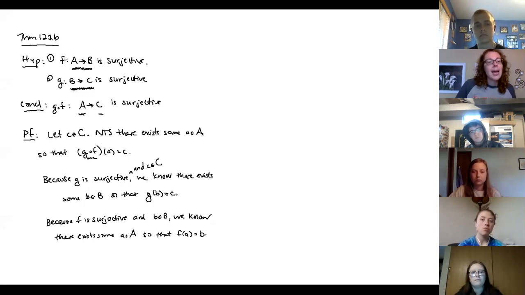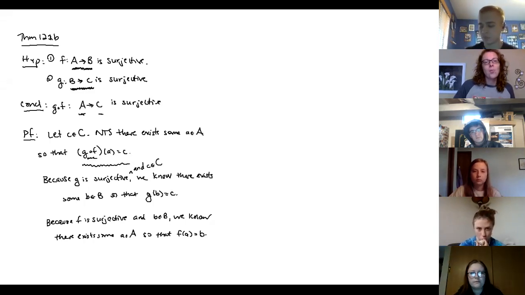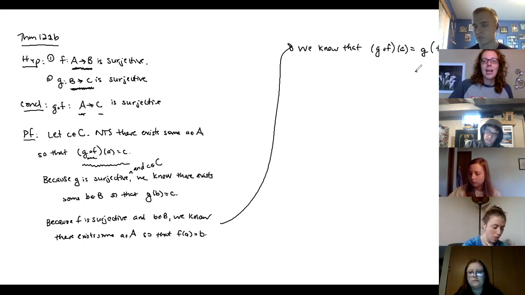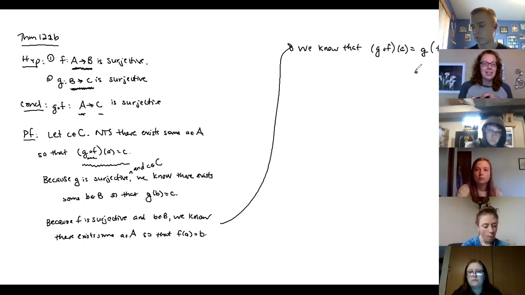All right, so now here's my need to show. I am trying to show that G circle F of A equals c. So we're going to start on one side of this equation and work our way to the other side of this equation. Here we go. We know that G circle F of A is equal to G of F of A. Do I know anything that I can plug into that equation?